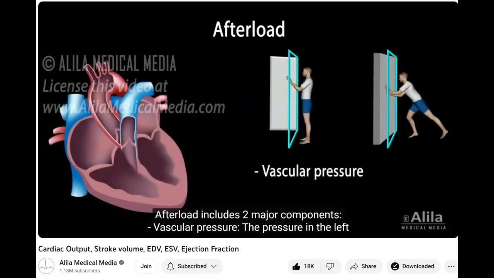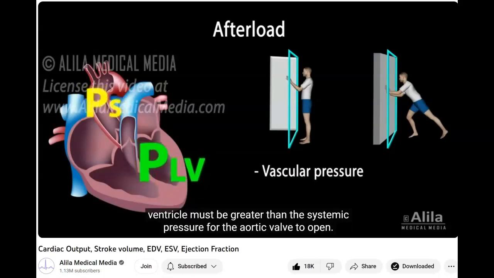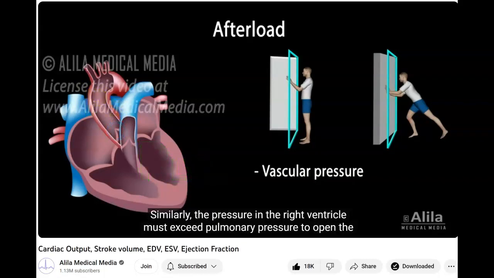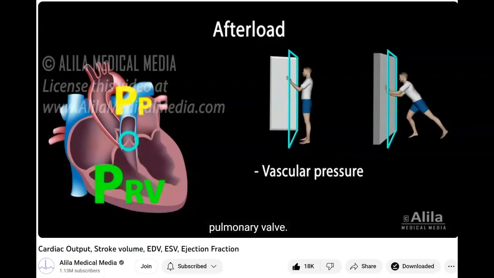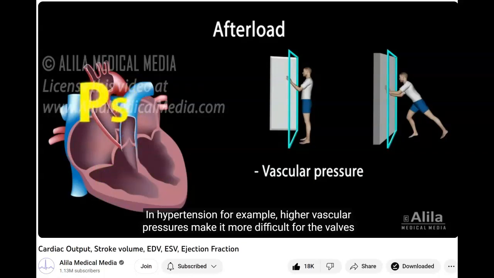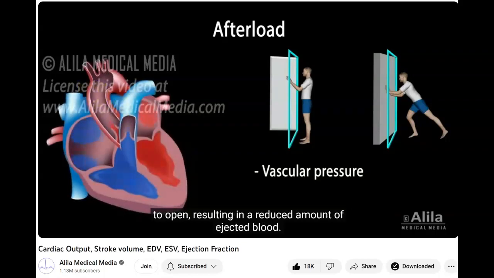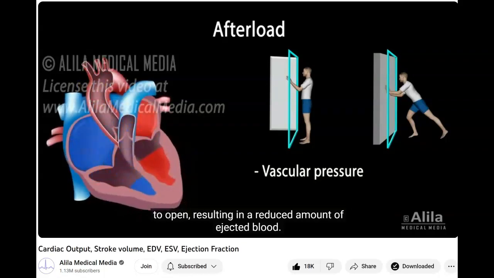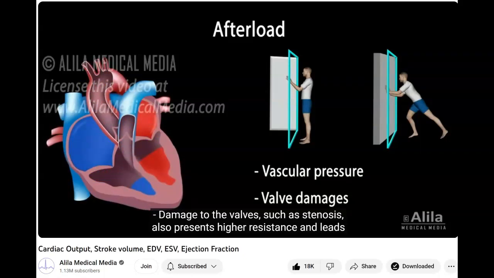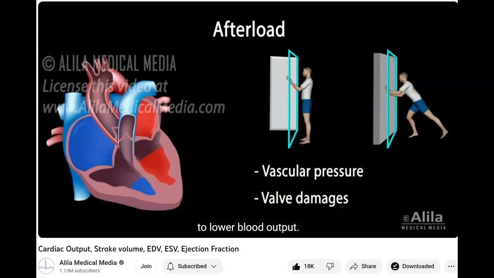The pressure in the left ventricle must be greater than the systemic pressure for the aortic valve to open. Similarly, the pressure in the right ventricle must exceed pulmonary pressure to open the pulmonary valve. In hypertension, for example, higher vascular pressures make it more difficult for the valves to open, resulting in a reduced amount of ejected blood. Damage to the valves, such as stenosis, also presents higher resistance and leads to lower blood output.